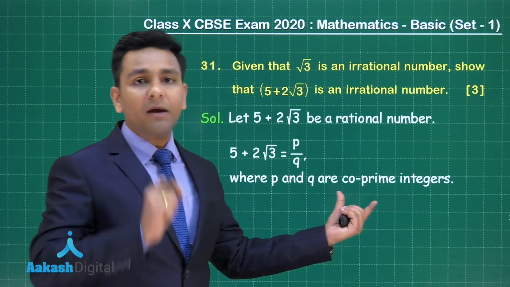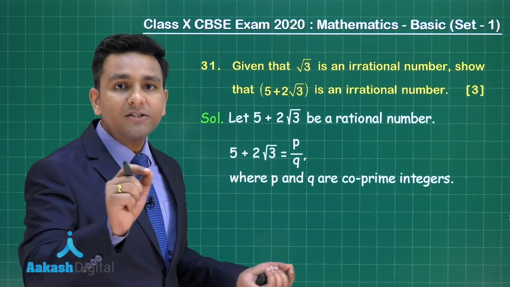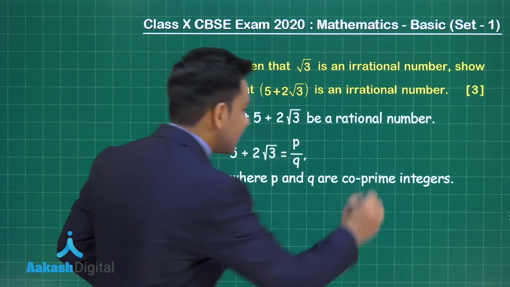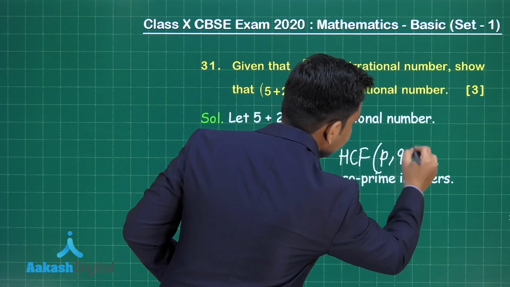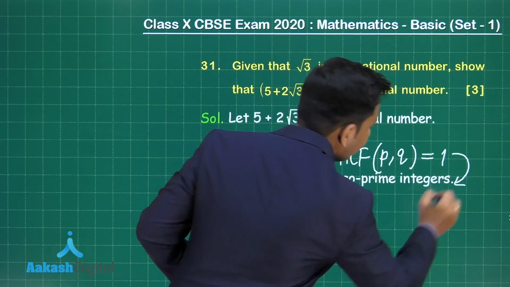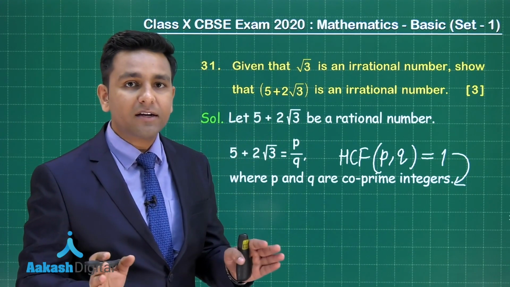What do you mean by co-prime integers? The HCF of p and q must be 1. So here we can represent that the HCF of two numbers p and q must be 1. Then they are said to be forming a pair of co-prime numbers. I hope it is clear.